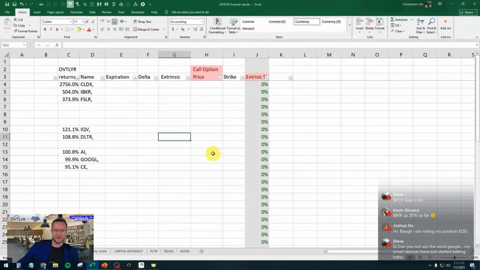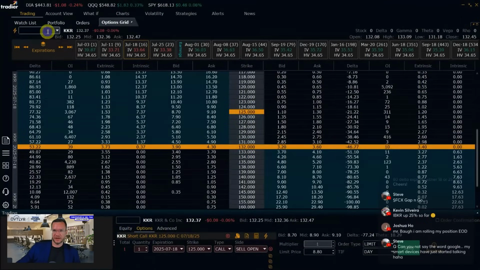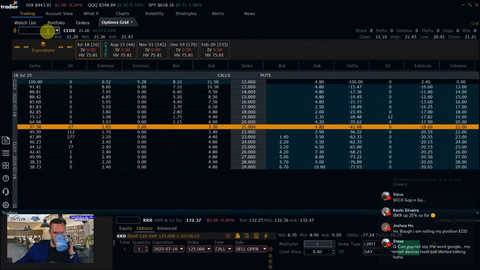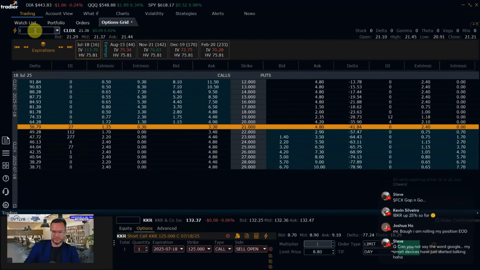Now, going into the option chain, we're going to work through this. CLDX. There's no options here. Nobody's playing. I don't want that one. It will be deleted. Interactive Brokers, IBKR.